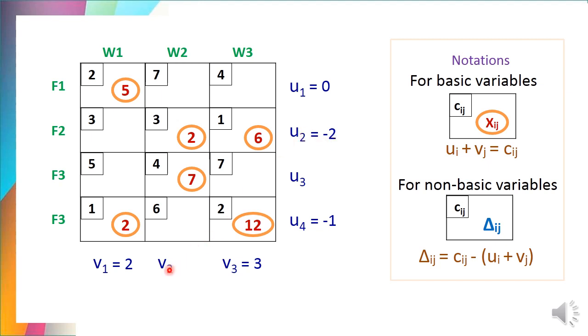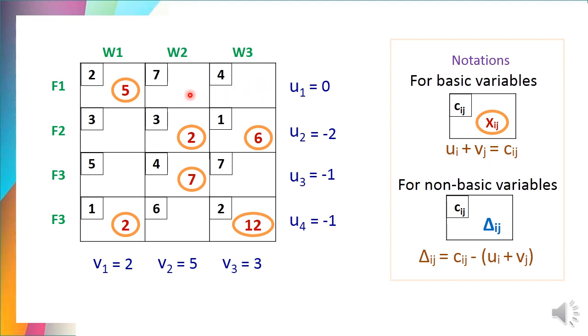Now we can get the value of v2. So v2 plus minus 2 is equal to 3. So v2 value is nothing but 5. 5 plus u3 is equal to 4. So u3 is equal to minus 1. So we got all the values of u's and v's. Now let us use the delta ij expression. Delta ij is equal to cij minus ui plus vj for the non-allocated variables, non-basic variables.